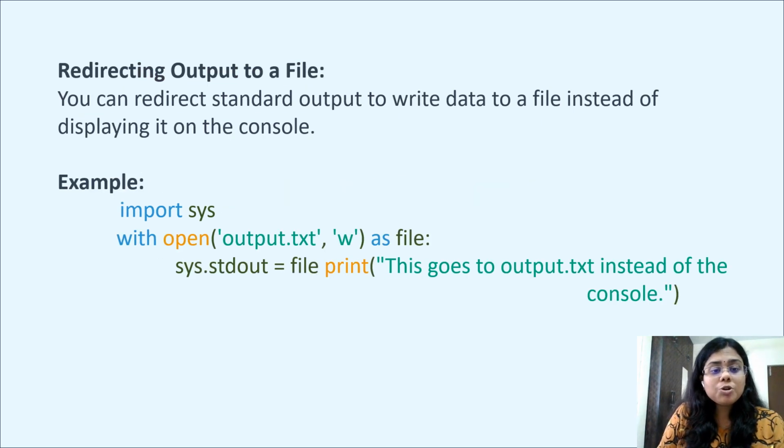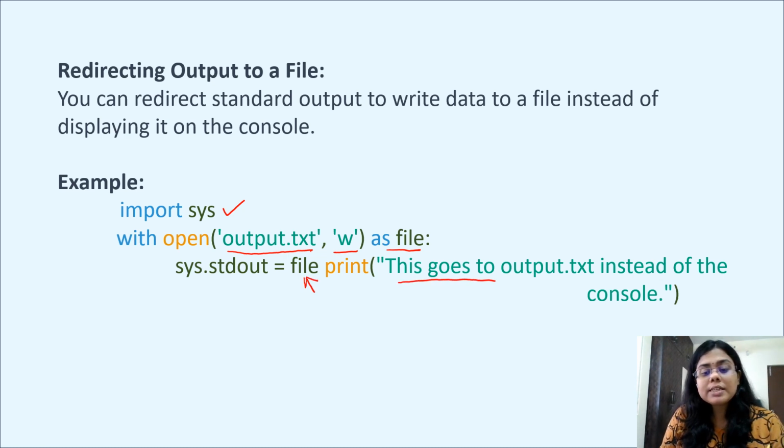How do we redirect the output to a file? We use sys.stdout, which allows for directly outputting any value not into the console but into a file that we have mentioned. We use import sys. We open output.txt, the file in which the output will be stored, in write mode as file. In file, we print the value as this is the output. It is now going into the file, output.txt, instead of the console using sys.stdout.